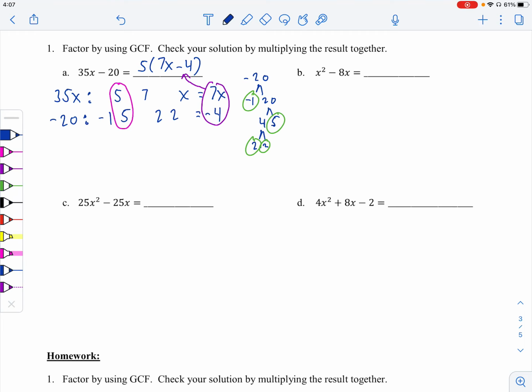Okay, so we found our GCF, what is common. So we factored that out. So basically we took that out, right? Take it out. And then we find out what's left, 7 and x, so 7x, and then negative 4. So 7x minus 4 is what goes in our parentheses.